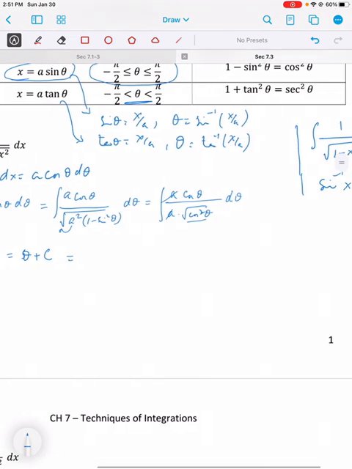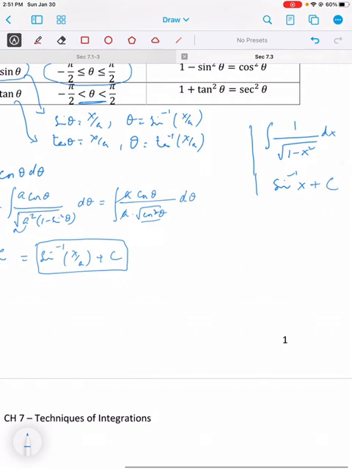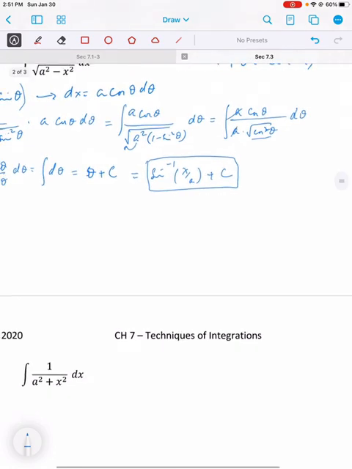But what is theta? We wrote up there, theta is sine inverse of x over a. So that is the difference here. In this case, we had just sine inverse x, but when we have a squared minus x squared, then we get sine inverse of x over a plus c.